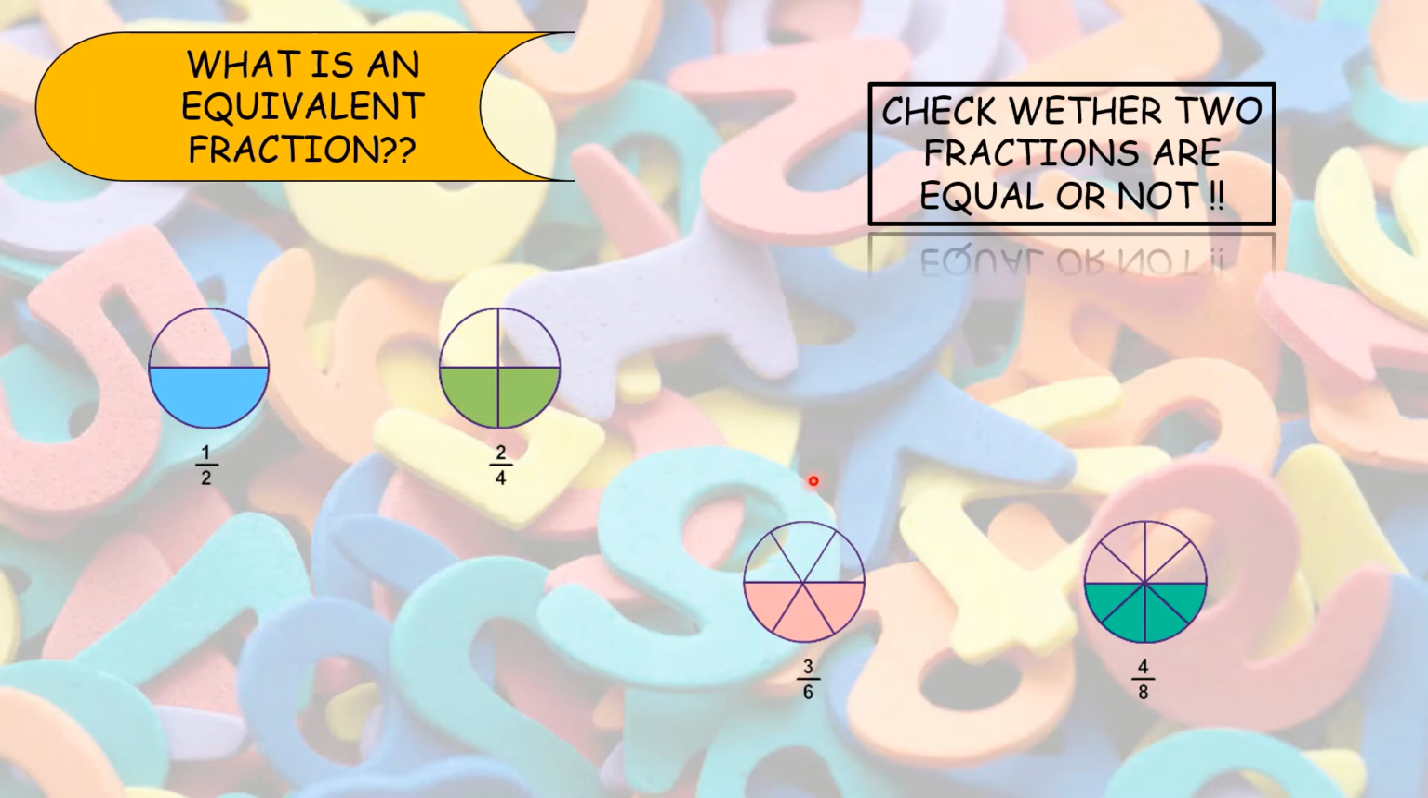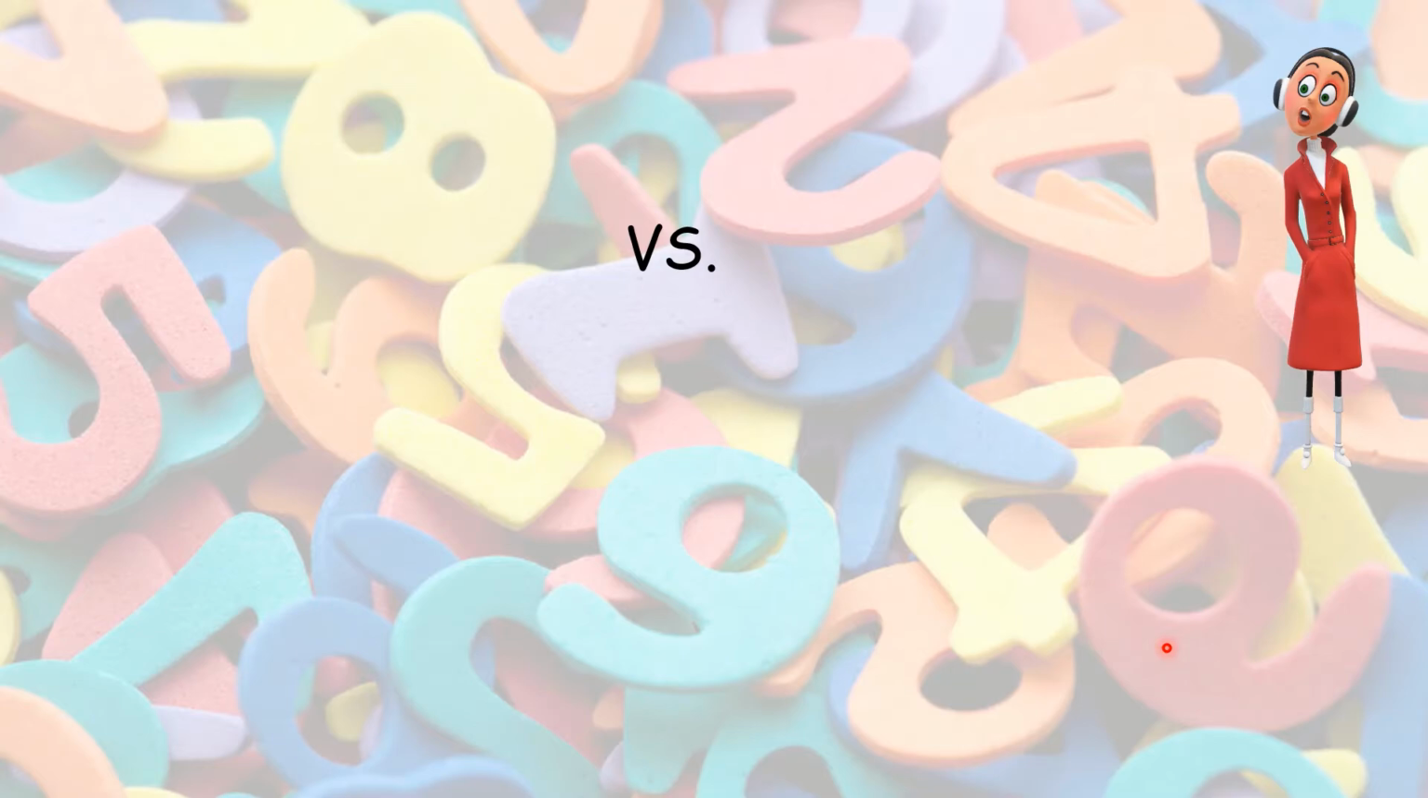In a similar fashion, when you look at 3 by 6, that is 3 parts of 6 parts, it is equivalent to 4 parts of 8 parts. When you divide both, you will get 1 by 2 and 1 by 2. So what do we observe in all those figures? We observe that 1 by 2 is equivalent to 2 by 4, which is equivalent to 3 by 6, which is equivalent to 4 by 8. This is how we check whether two fractions are equal or not.